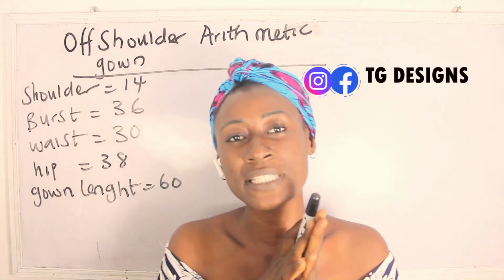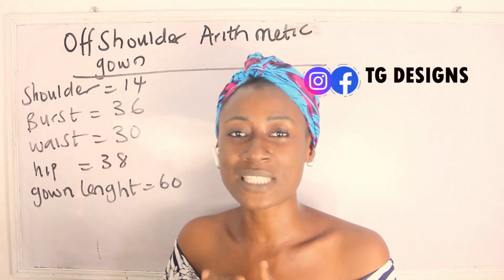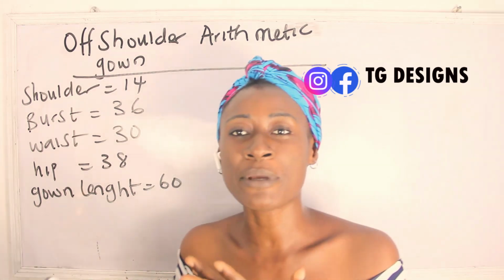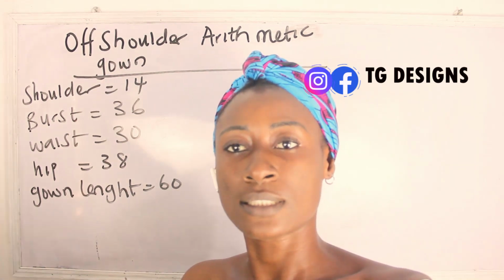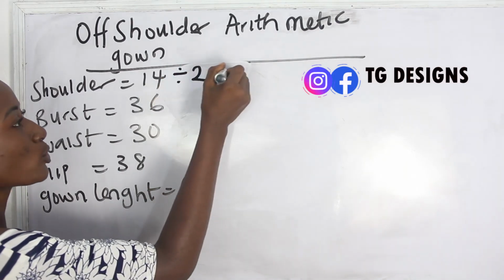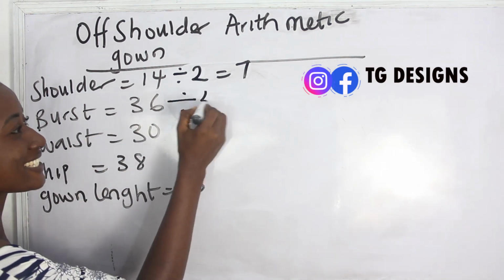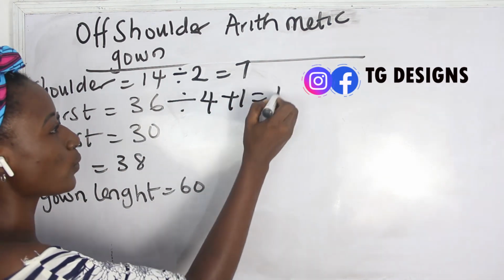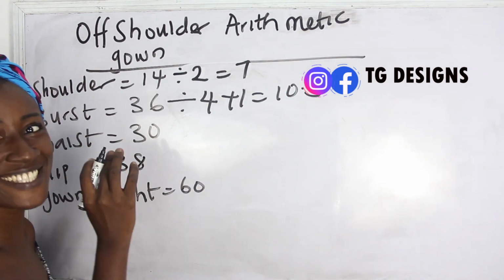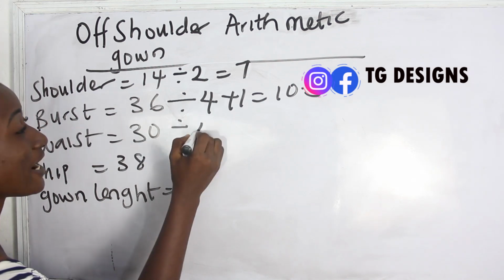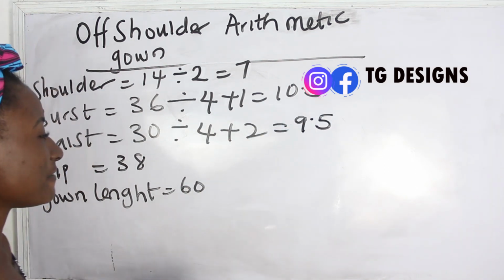So what are the basic measurements required in order for you to achieve your off shoulder bustier arithmetic gown? Your shoulder measurements, bust, waist, hip, and your gown length. 14 divided by 2, we have 7 inches. Our bust is 36 divided by 4 plus 1, we have 10.5 inches. Our waist is 30 inches. 30 divided by 4 plus 2, we have 9.5 inches.